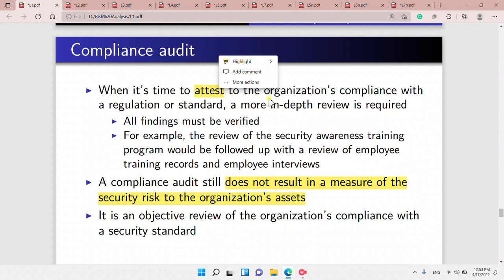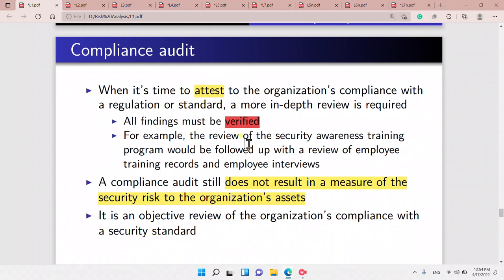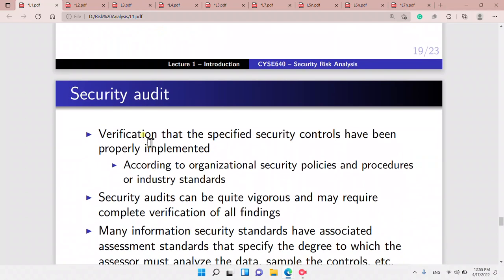Compliance audit: it's time to attest to the organization's compliance with a regulation or standards. A more in-depth review is required. All findings must be verified. This one is in red because here there is no verification. And the review of the security awareness training program would be followed up with a review of employee training records and employee interviews. A compliance audit still does not result in a measure of the security risk to the organization's assets. So still there is no measure of security risk assessment. It is an objective review of the organization's compliance with a security standard.